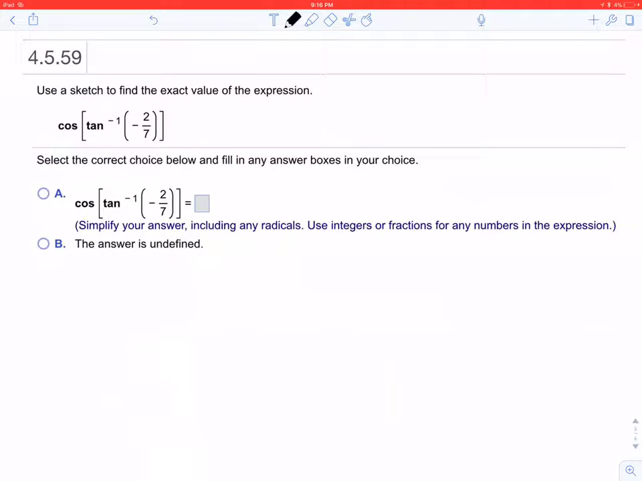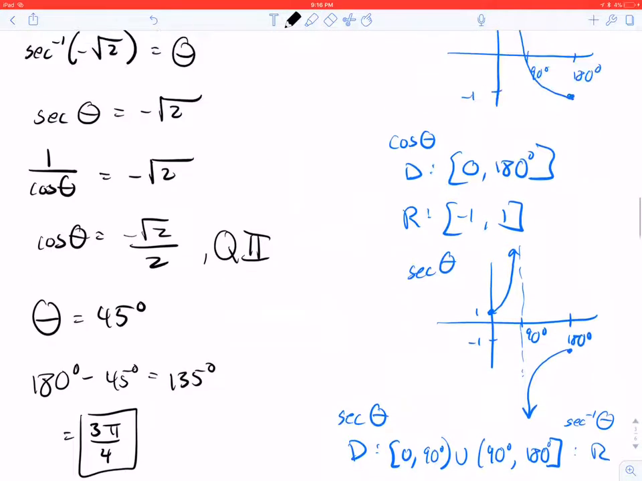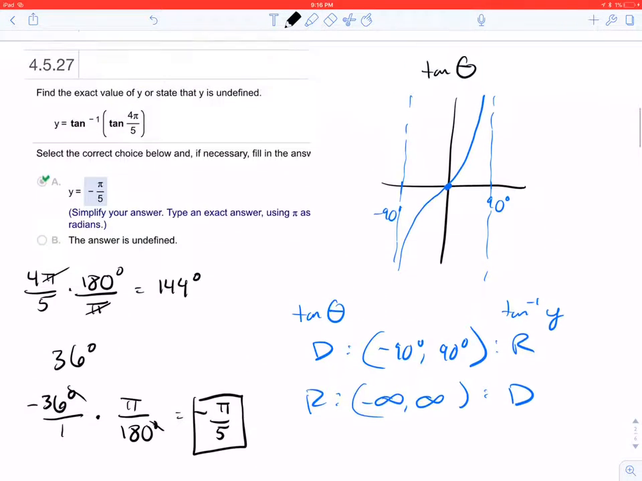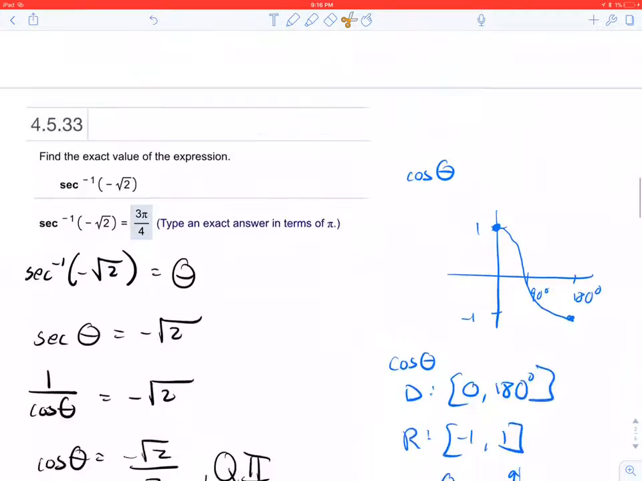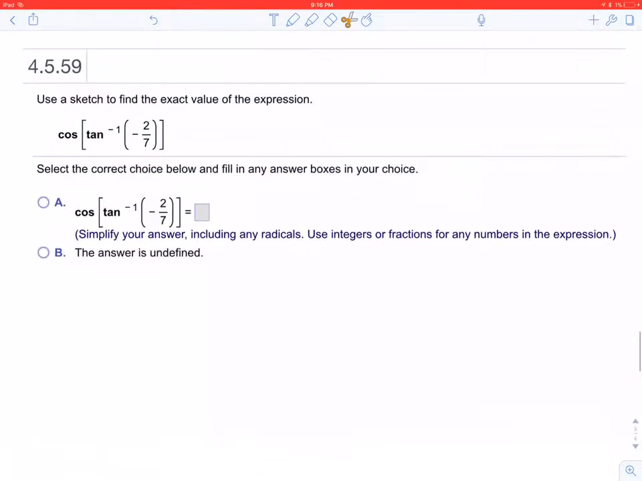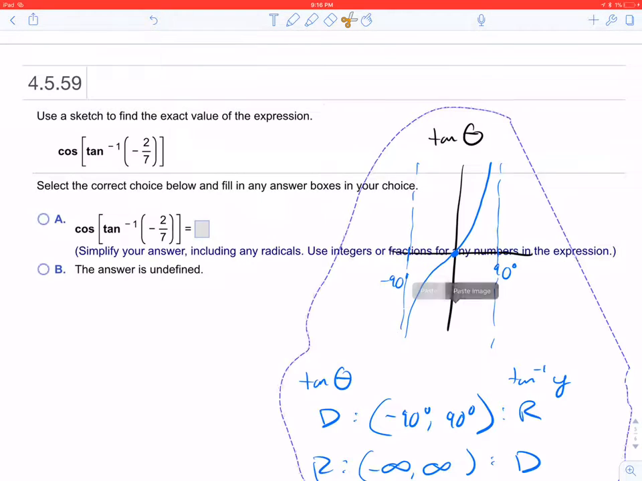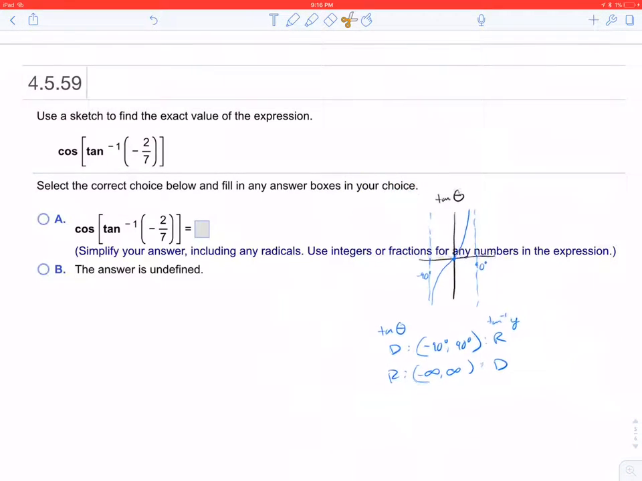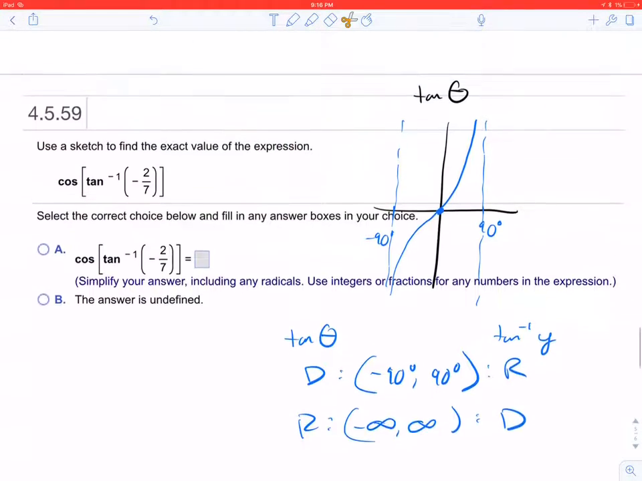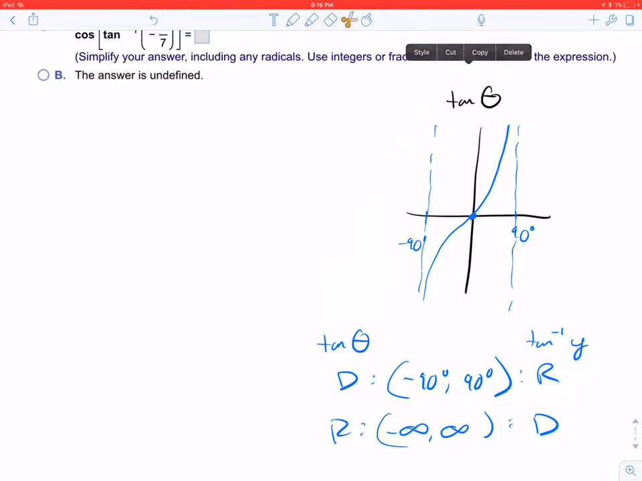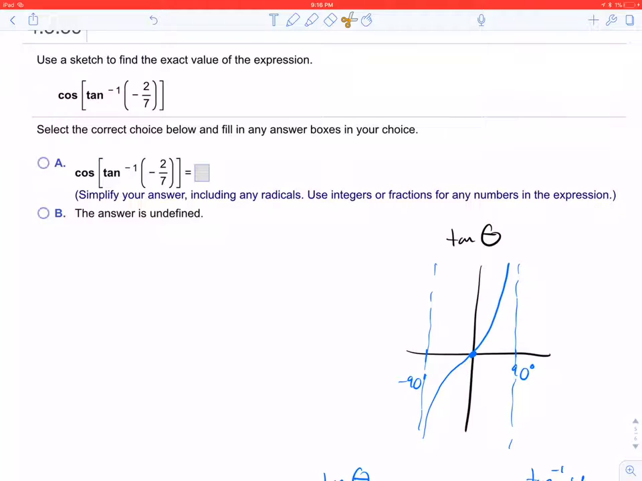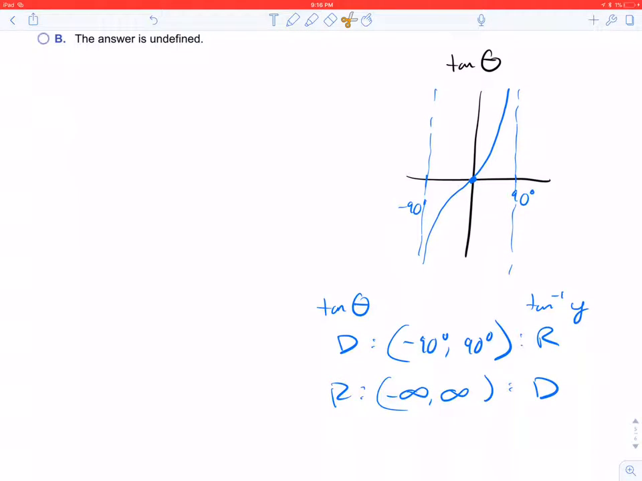Alright, it says use the sketch to find the exact value. Okay. So I think we did tan as well, so I'll pull that back up. Did we? Yeah, here it is. Tan. Yeah, this whole discussion. So it's the same discussion. So I'm just going to borrow this since we've done it already. I want to copy. Okay. And I want to paste. And I'll just move it all right here. Okay. So it says use a sketch. So now we're talking about inverse tan.